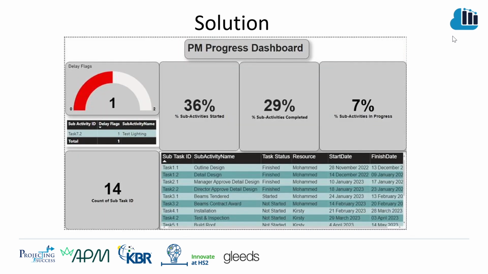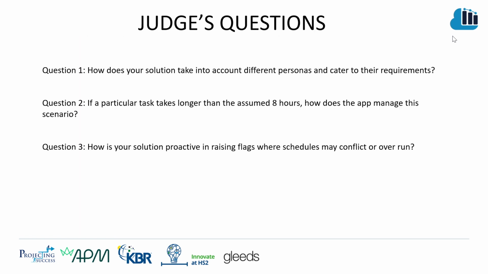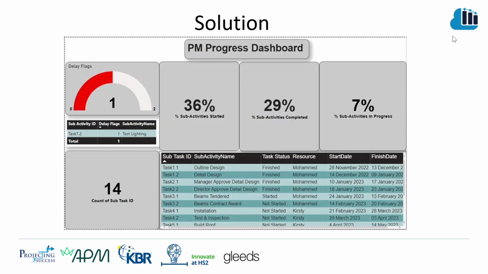The app also manages delays through the dashboard and provides information on resource changes that can be analyzed by project managers. Question 3. It highlights the proactive solution in raising flags in two ways. First, by using Power Automate, which sends an automated email to the planner when an issue arises, and secondly, by the live data as shown on the dashboard, which raises delay flags happening in the schedule.